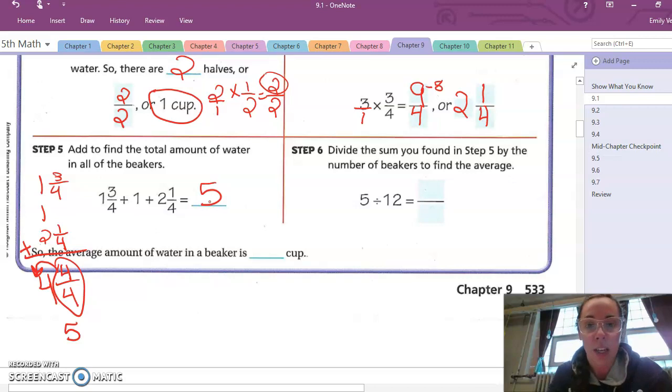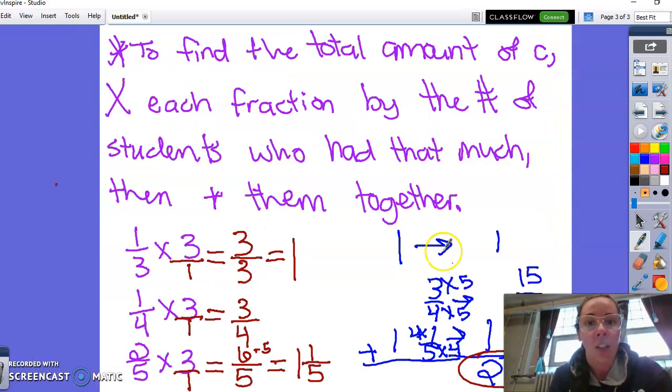And that's what we did on our example. We times the fraction by the number of times it showed up, added them all together, and got our final answer.